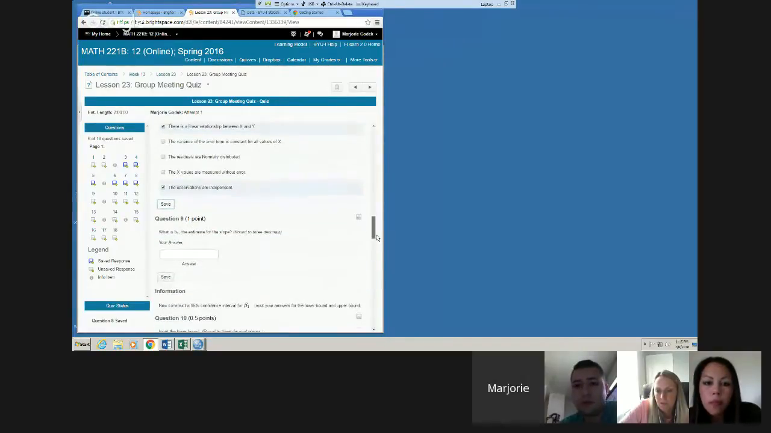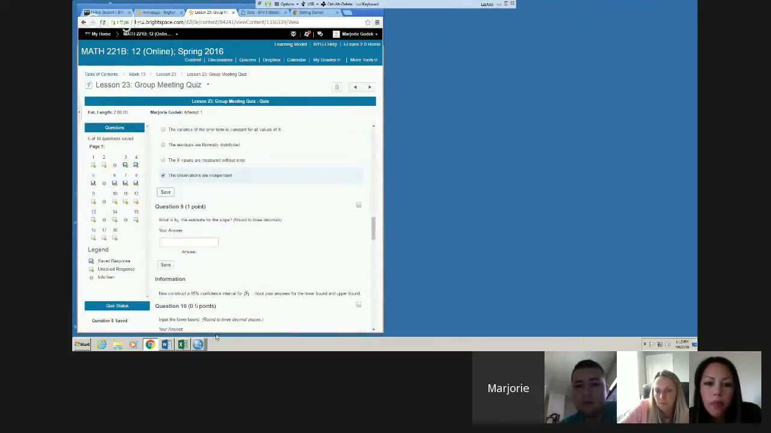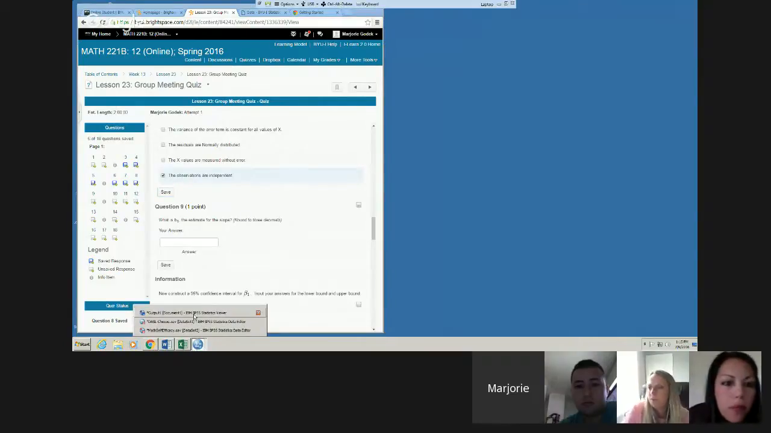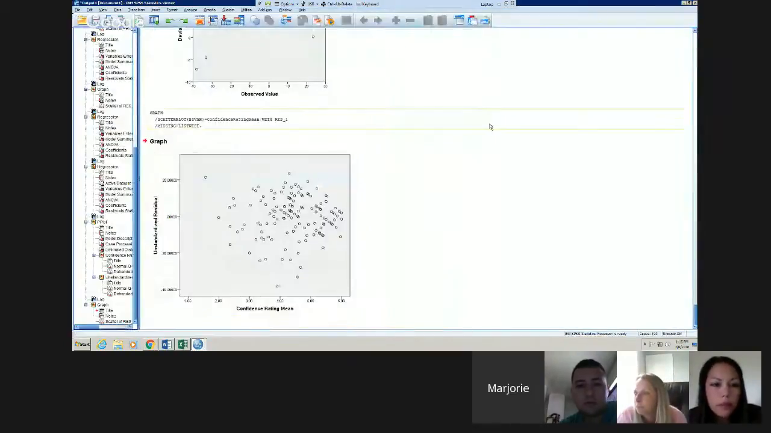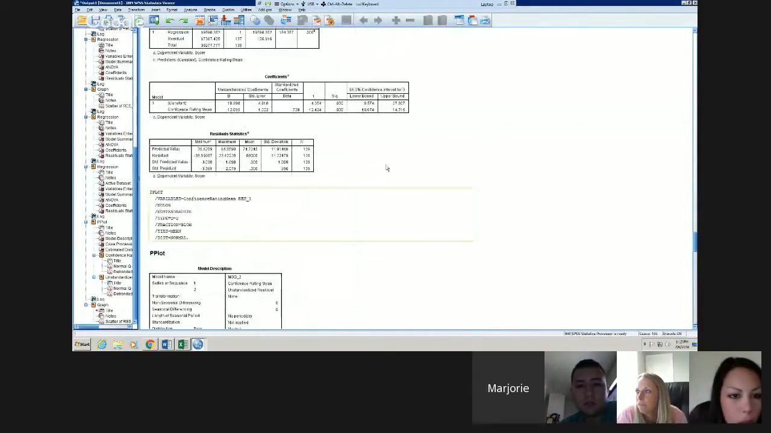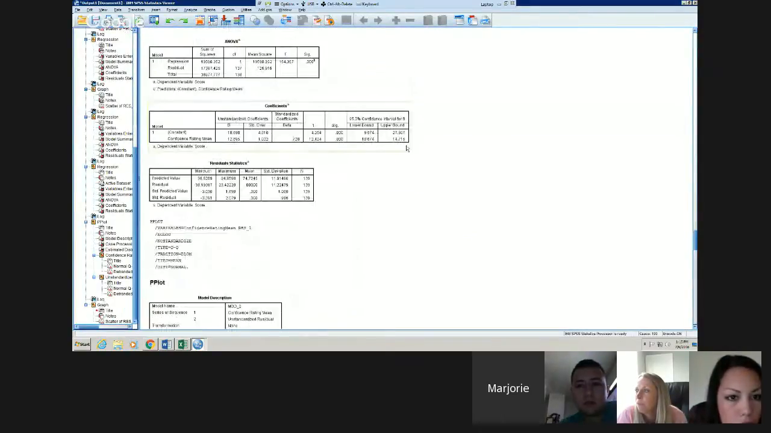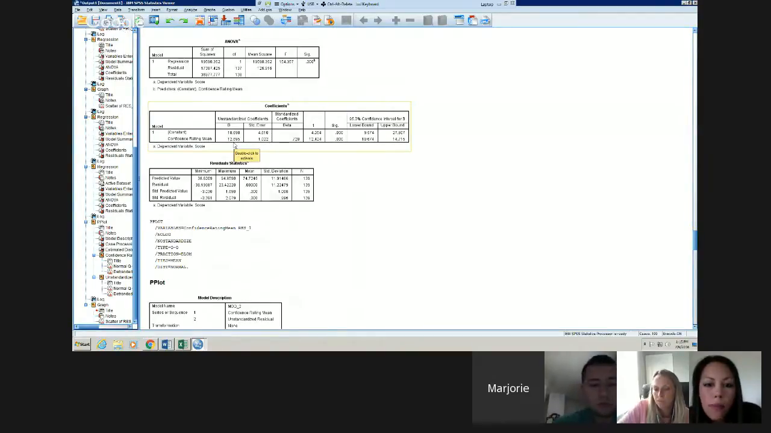What is B1, the estimate for the slope? Round to 3 decimals. Okay, so for this, you scroll up. It is 12.695. This one, the slope, right? Yeah. All right, I'll just leave this here, and you guys put them in, and then I'll put the numbers in after we're done looking at it.